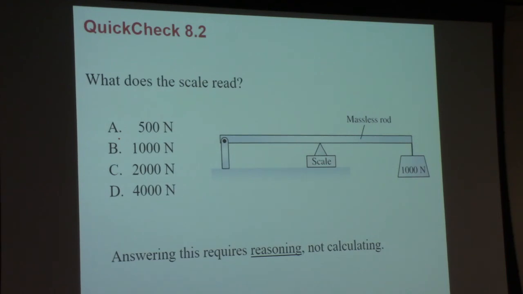So this one's pretty neat. It says this answer requires reasoning, not calculating, but I think we need to draw it out a little bit. Actually, maybe I could just do it here. So here is 1,000 newtons here, and this whole distance, let's just call it L.